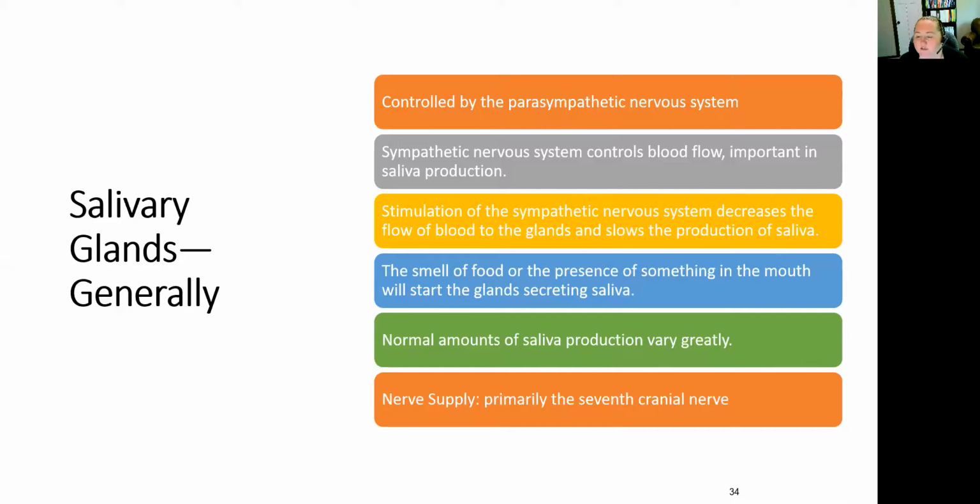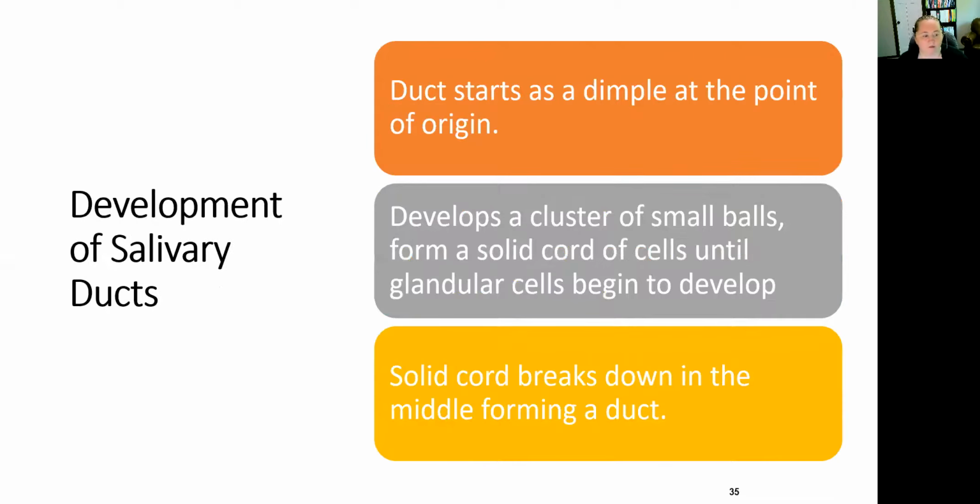Chelsea, go ahead and read our last three. The smell of food or the presence of something in the mouth will start the glands secreting saliva. Normal amounts of saliva production vary greatly, and nerve supply, primarily the 7th cranial nerve. Okay, and we're going to learn a lot about the 7th cranial nerve because that is our nerve of facial expression. So it's kind of interesting to me.